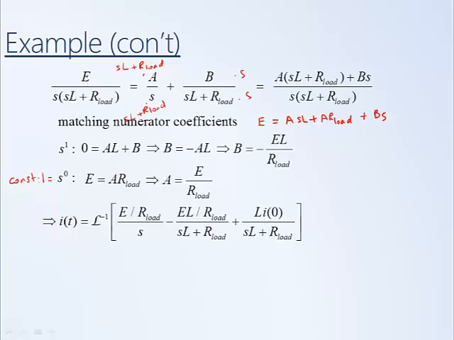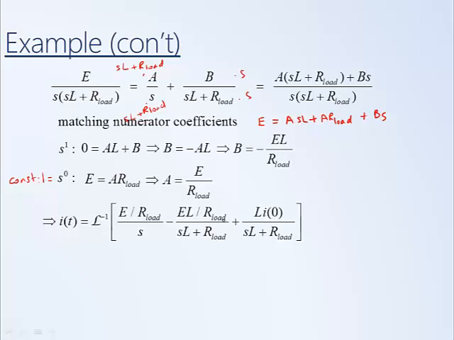Once we plug those back into our expression for I of S, we can do the inverse Laplace transform to get I of t. This is our expression for I of S from the previous slide, where this is A over S, and this is B over SL plus R load, and then this was the final term from the previous slide. Taking the inverse Laplace transform of the first term is relatively simple. This is just a constant over S, so it's like a step.